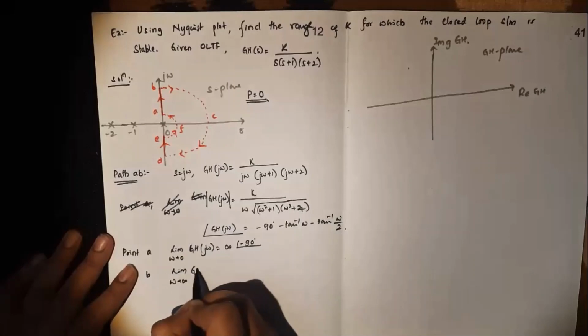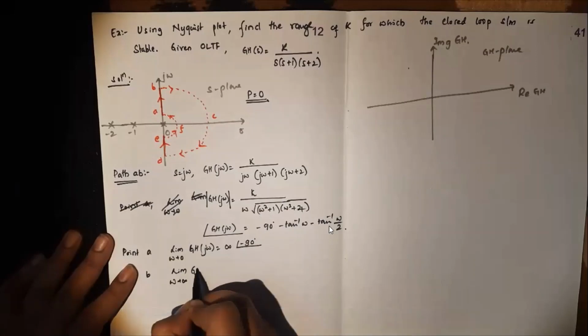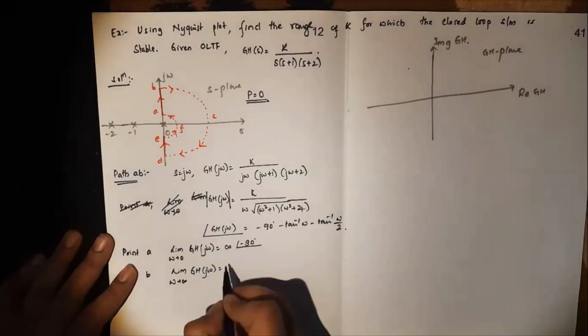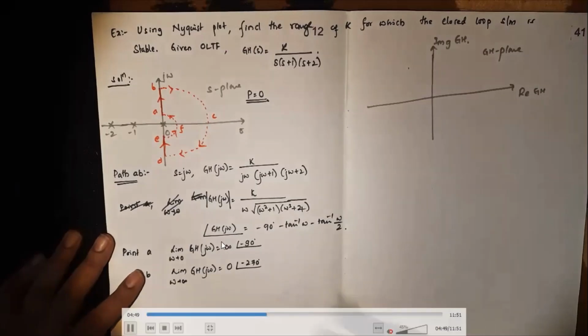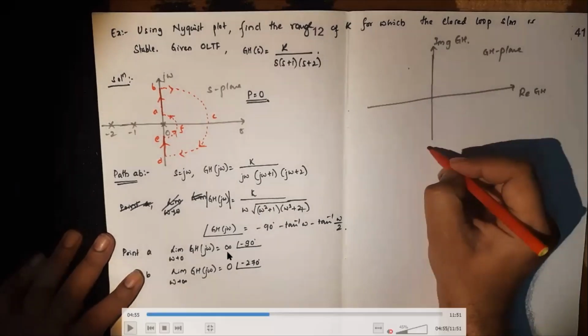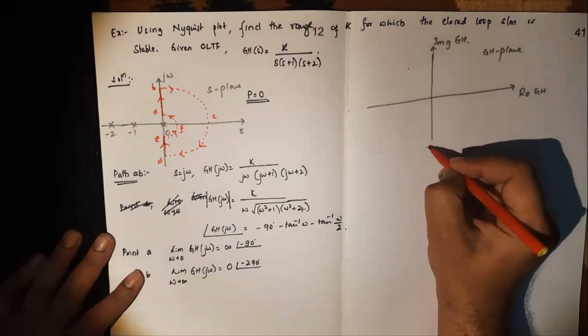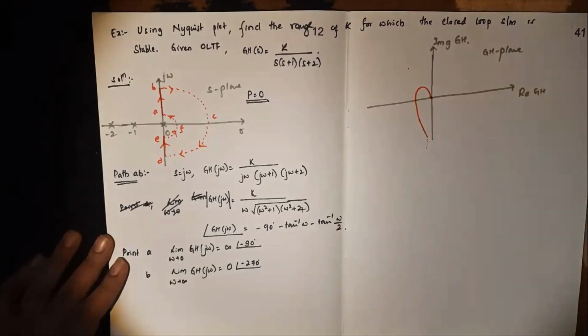So point A will be mapped at the infinity gain and an angle of minus 90 degrees, because this is 0, this is 0. Then map point B. So it is k divided by infinity, which is 0, and angle contribution is minus 90, minus 90, minus 90. So therefore it is minus 270. So starting point is at infinity with minus 90 degrees, ending point is 0 at an angle of minus 270 degrees. So it goes something like this.